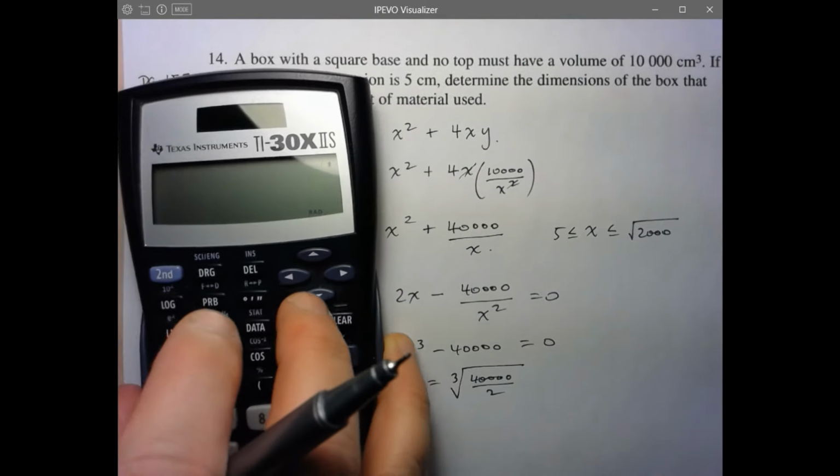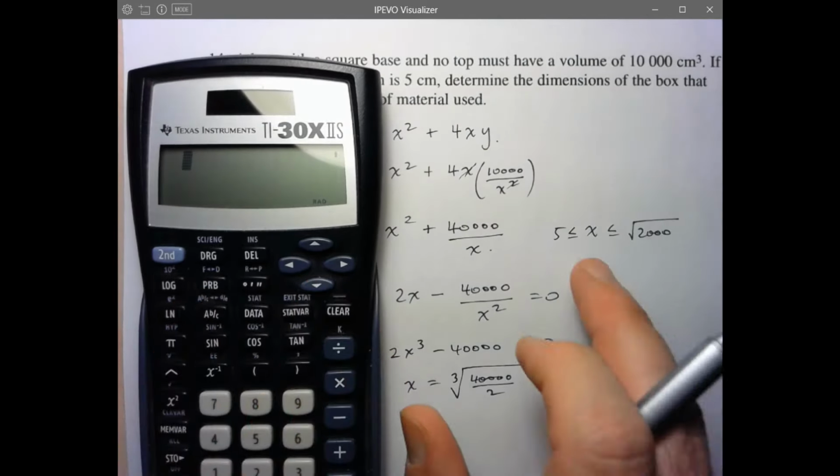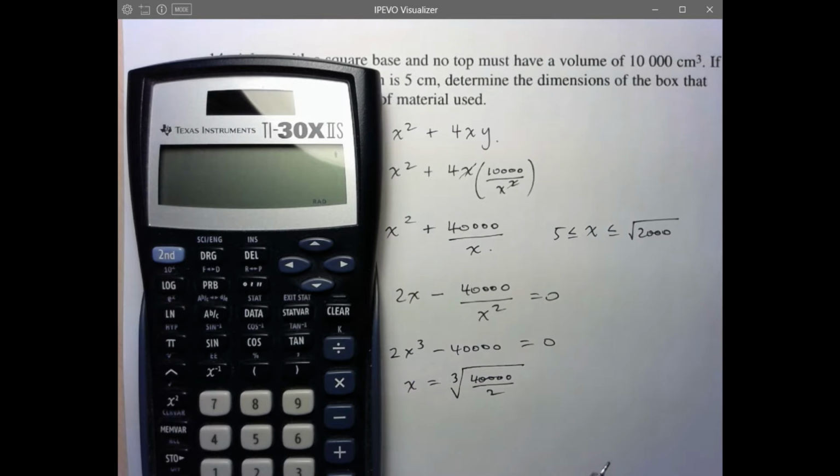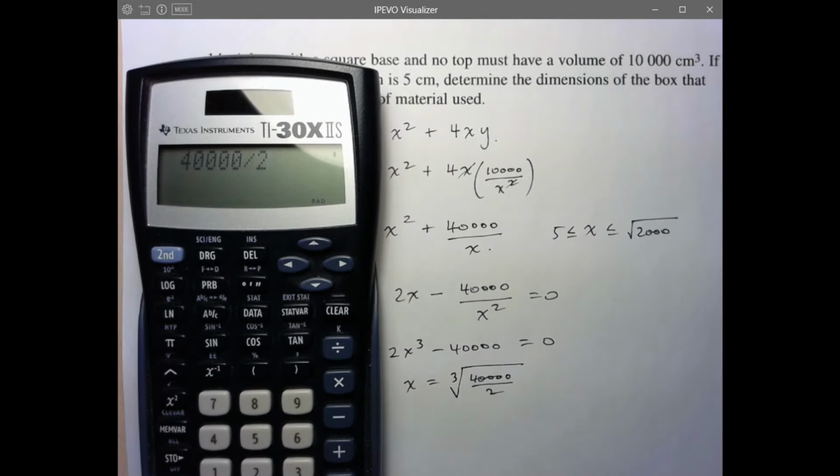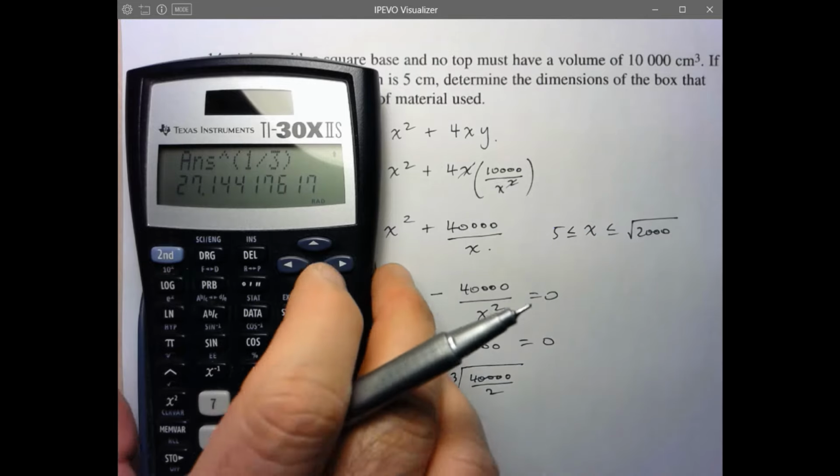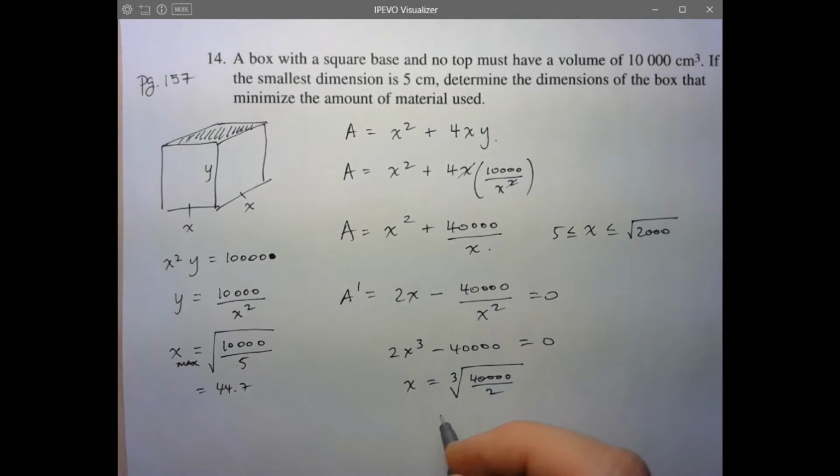Okay, so let's see what that gives us and make sure that it's in our domain. Here we've got 40,000, just to be sure, divided by 2. Don't take any chances. Exponent 1/3, and that gives us 27.1.